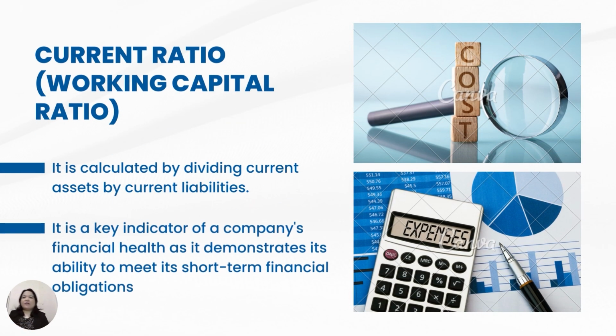Let us first tackle the working capital ratio, also known as the current ratio. It is calculated by dividing current assets by current liabilities. The current ratio is a key indicator of a company's financial health as it demonstrates its ability to meet its short-term financial obligations. A working capital ratio below 1.0 often means a company may have trouble meeting its short-term obligations. That is because the company has more short-term debt than short-term assets.